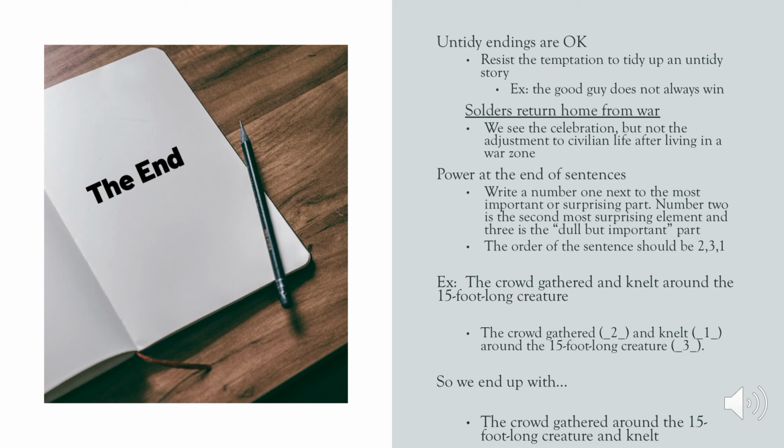What seems to be most surprising is that a crowd knelt around a dead whale shark, so that gets the number 1. The fact that there was even a crowd at all is surprising and important, so that gets number 2. And we already knew that there was a dead whale shark involved in the story, so that gets number 3. So once we rearrange, the order of the sentence should be 2, 3, 1. Therefore, we get, the crowd gathered around the 15-foot-long creature and knelt. This makes the sentence much stronger than it was in the original one.